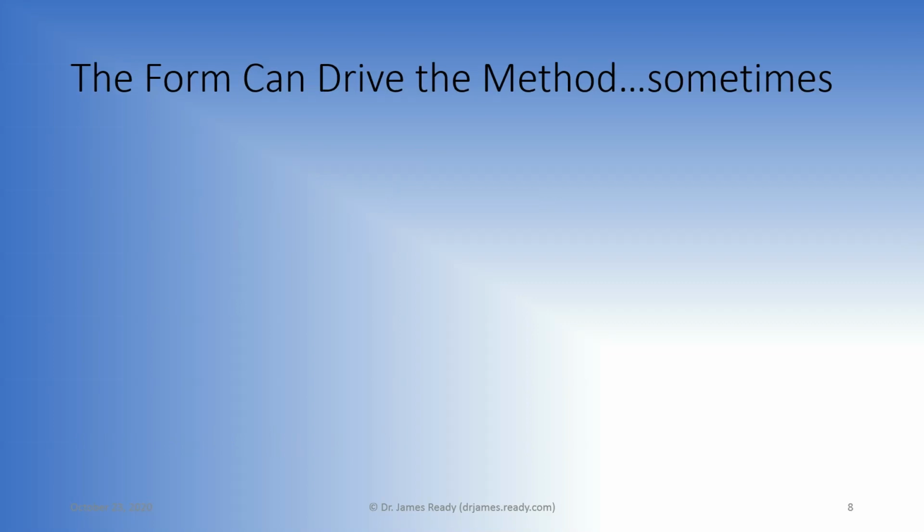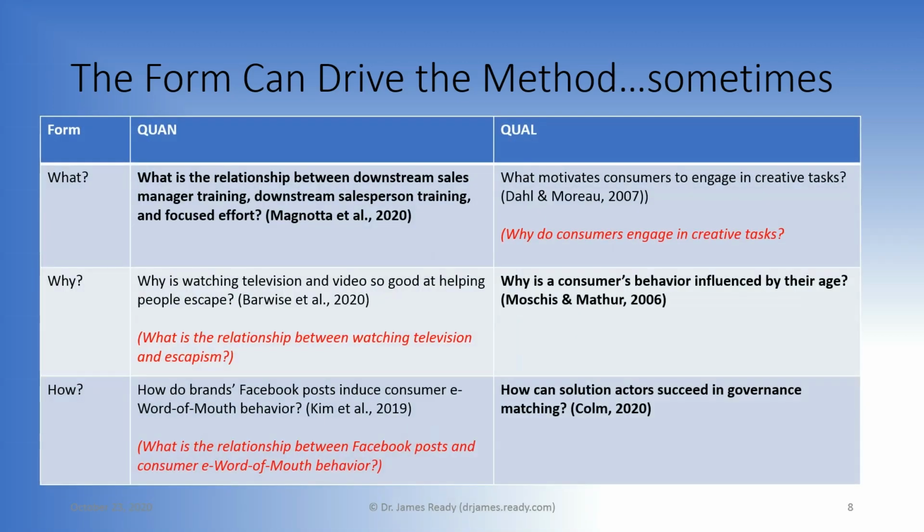With all this said, sometimes the form of the research question leads you directly to the research method. But it's not that easy. Generally speaking, what questions lead to a quantitative research method, and why and how questions lead to a qualitative research method. However, in this grid, which is based on peer-reviewed research published in Tier 1 marketing journals, it's not that easy.